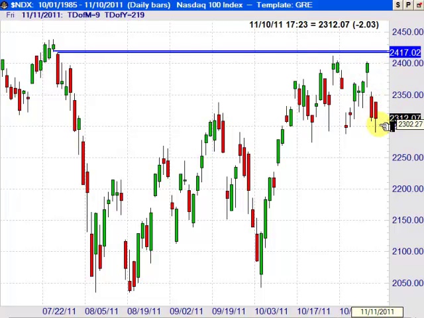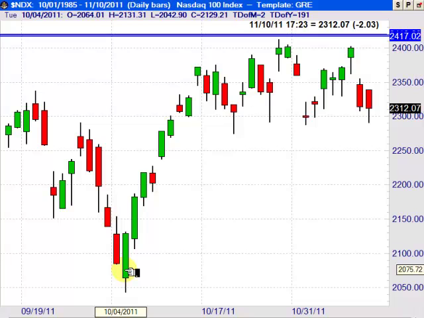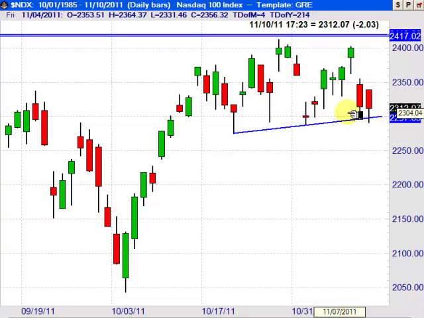Today is Thursday, November 10th, and we're looking after the close today. If we come a little bit closer and look at the most recent action, you could call this a left shoulder, a head, and a right shoulder. If you were looking at it that way, you would say this low and this low would create a neckline. We see today's action came right down to this area, and we formed a bit of a shadow on this candle as it moved back up into the close.